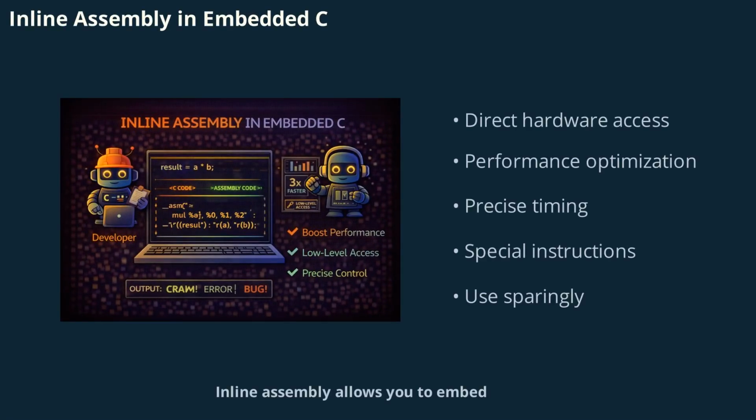Inline assembly allows you to embed assembly language instructions directly within C code. This is useful for accessing hardware-specific features, optimizing performance-critical sections, or achieving precise timing. For example, you might use inline assembly to insert a no-operation instruction or to interact with special hardware registers. While powerful, inline assembly should be used sparingly to maintain code portability and readability.